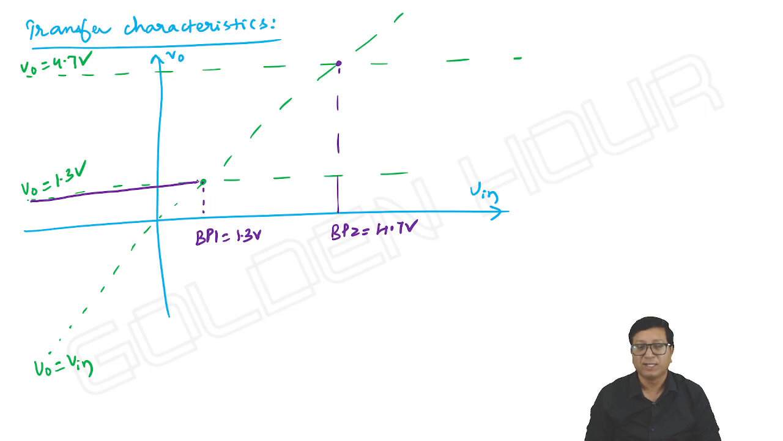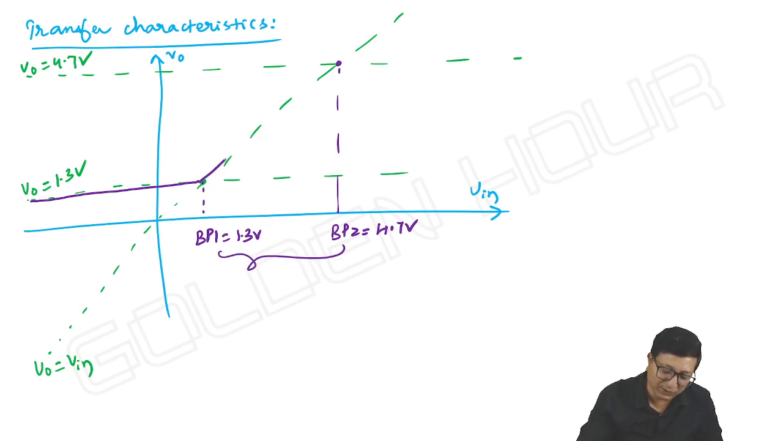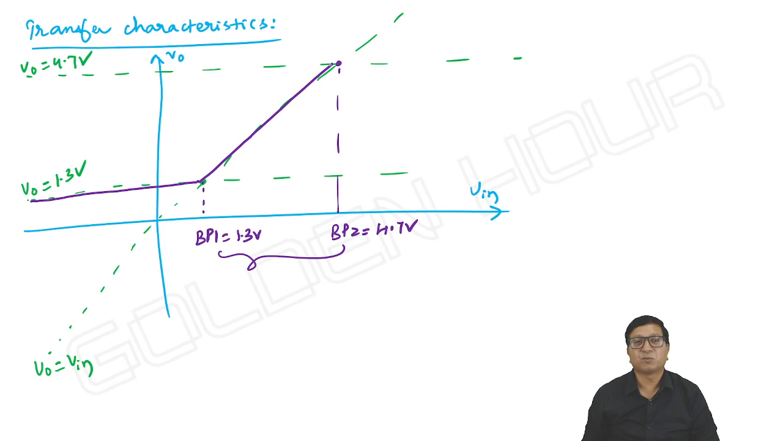to 1.3 volts. Less than 1.3, maybe positive or 0 or negative. That's it. Input is less than 1.3 volts, output is 1.3. If input is in between 1.3 volts and 4.7 volts, case 2 is possible, and output is equal to input. And after the second breakpoint, after 4.7 volts, input is above 4.7 volts, output is equal to 4.7 volts. That's it. This is how things change. Instead of 2 and 4, we are getting 1.3 volts and 4.7 volts.